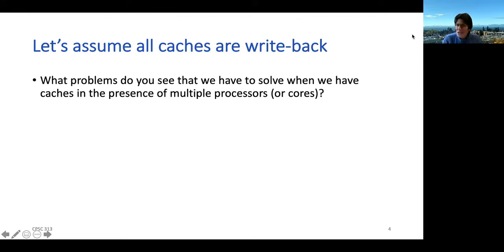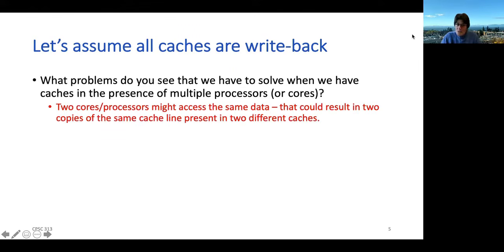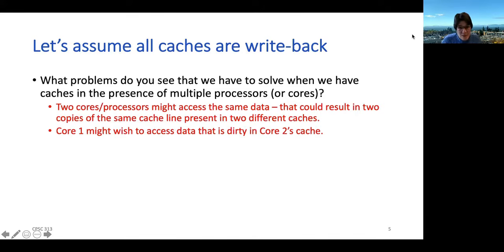So what kinds of things could go wrong when we have multiple processors that share memory, but that have their own caches? So you might say, well, if they have their own caches, then it's possible that two separate cores or processors could read data and put that data in their cache, and now we have two copies. And the moment that you have two copies of something, you run the risk that they become inconsistent, right? Because let's imagine that core 1 wants to get some data, but it's dirty in core 2's cache. Well, that would be a problem.